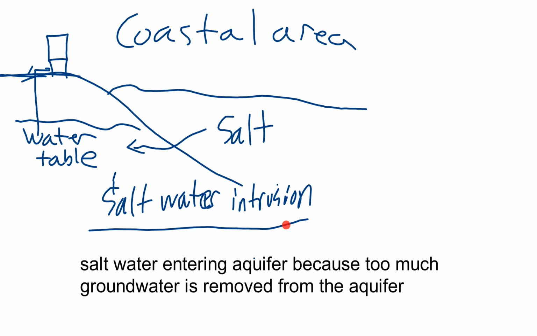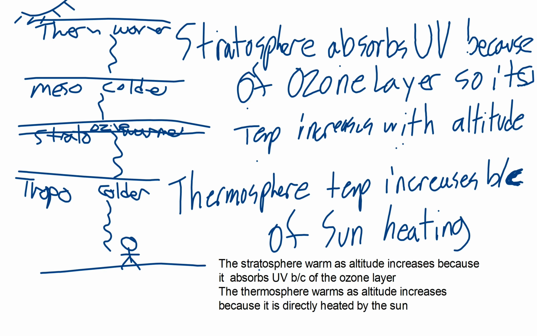Saltwater intrusion is when salt water enters the aquifer because too much groundwater is removed from the aquifer. So, for example, if we have a coastal area and we have a bunch of hotels or houses or whatever, they all have wells pumping water out of the aquifer. If it's pumped out too fast, salt water could intrude into the aquifer, and that's going to lead to salt water in the aquifer, and then when you're pumping your water out, it's going to become saltier and saltier.